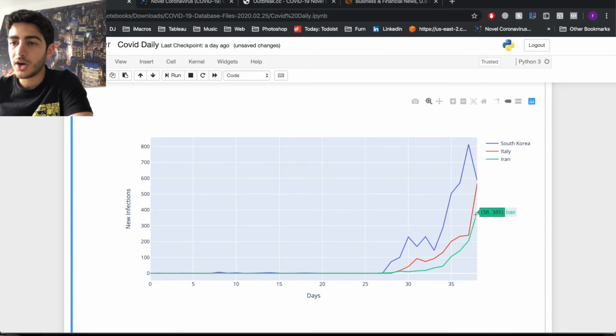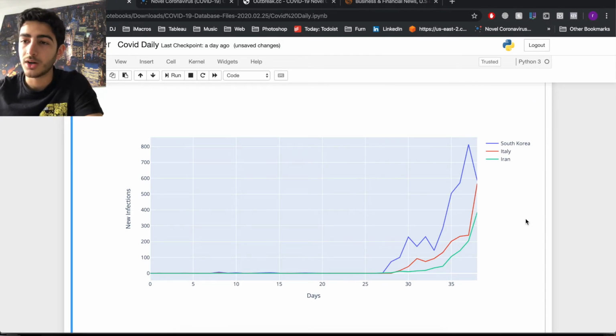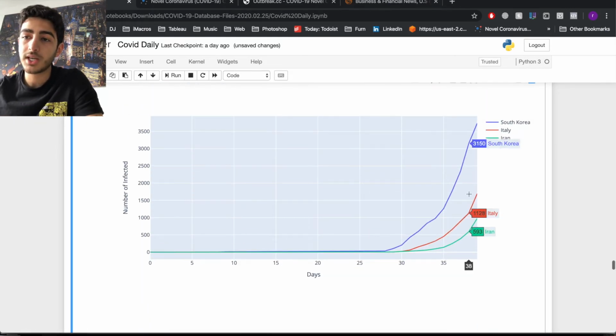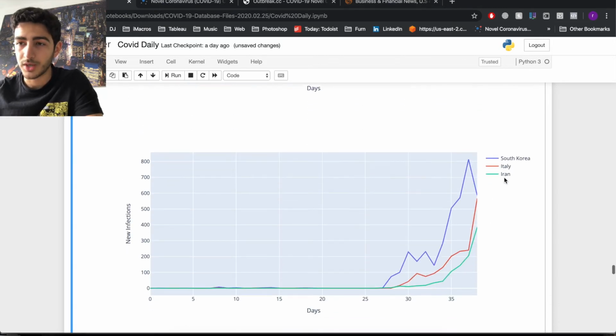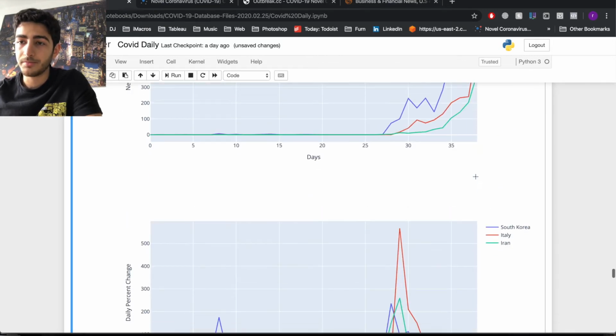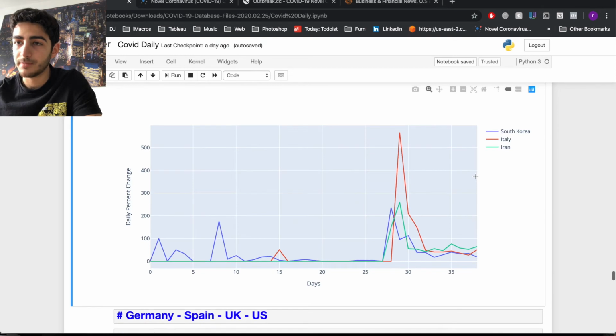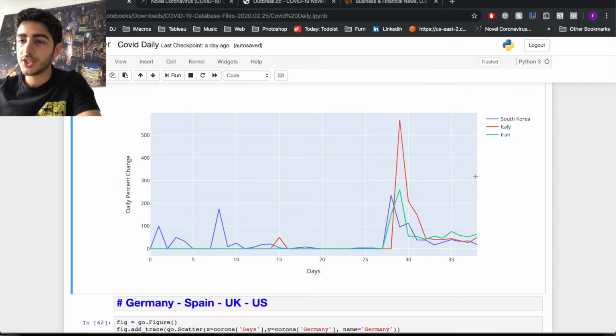And finally, Iran as well, taking horrible measures to curb this. And so the numbers, unfortunately, the new infections are going to increase at a faster rate. And so this is going to keep increasing at an exponential rate. Yeah, very unfortunate. Here, in terms of daily percentage change, we once again see this.